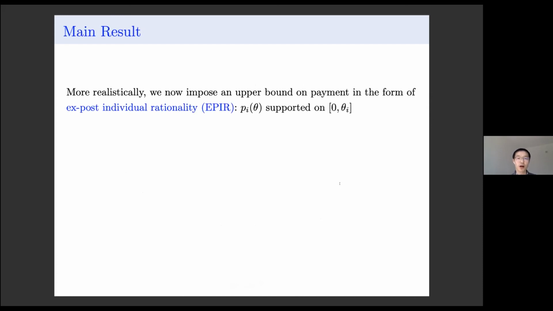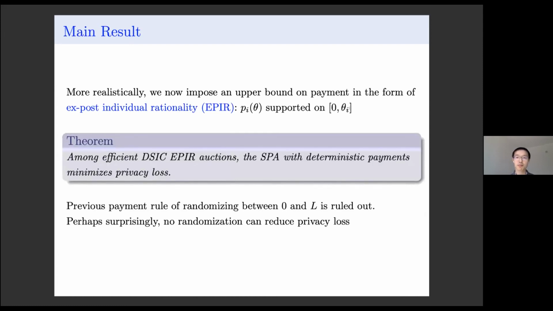More realistically, we can consider an alternative form of upper bound on payment in the form of ex post individual rationality. And this will be the setting where our main result is derived. So ex post individual rationality requires the payment to be supported between 0 and the highest winner type. So this is going to rule out the previous construction of randomizing between 0 and some high payment. But perhaps surprisingly, the theorem that we show establishes that under the ex post individual rationality constraint, no randomization can help reduce privacy loss relative to the standard second price auction.